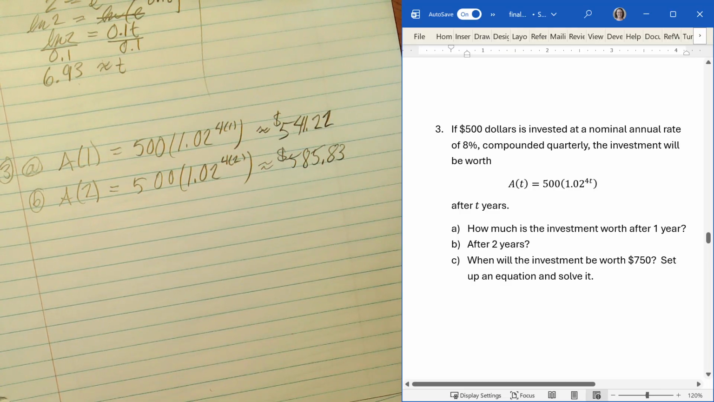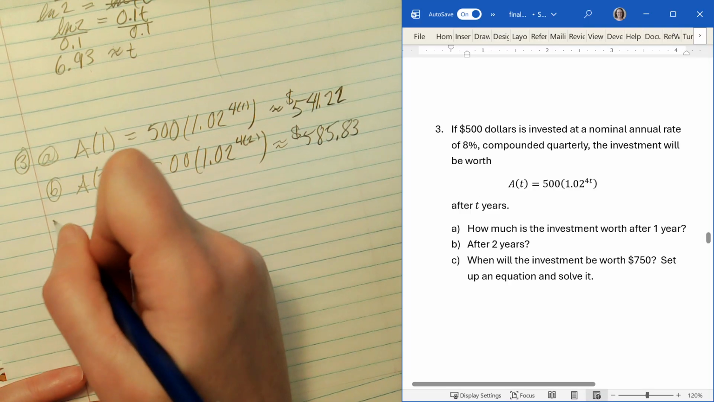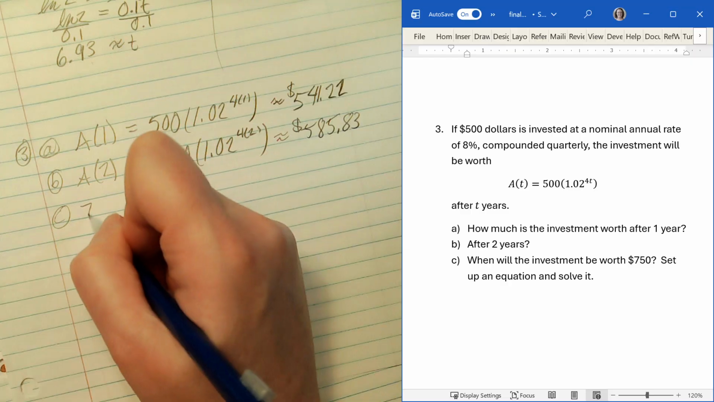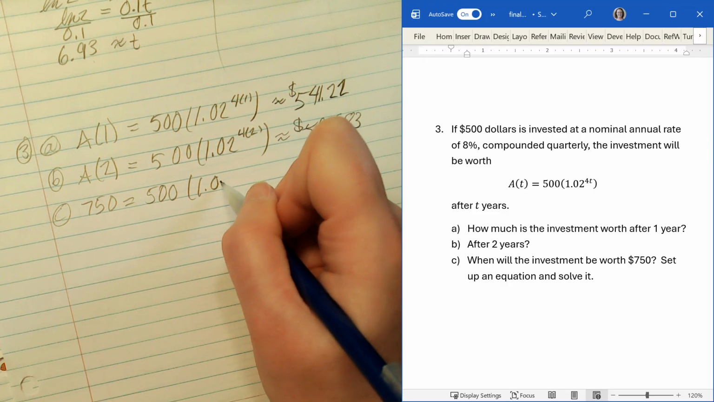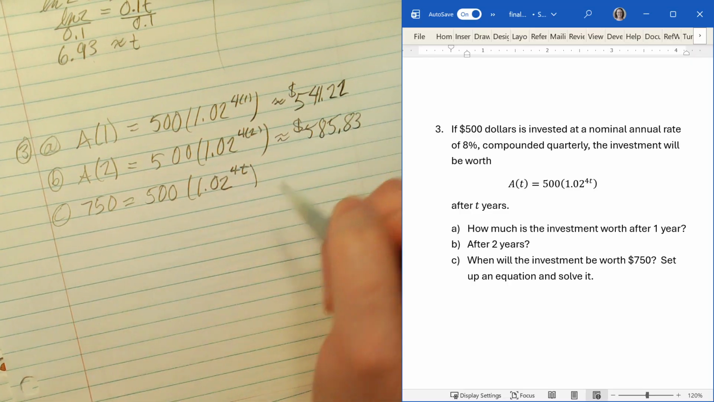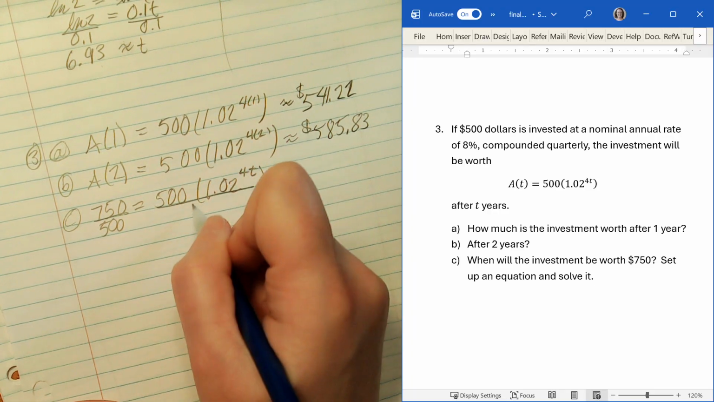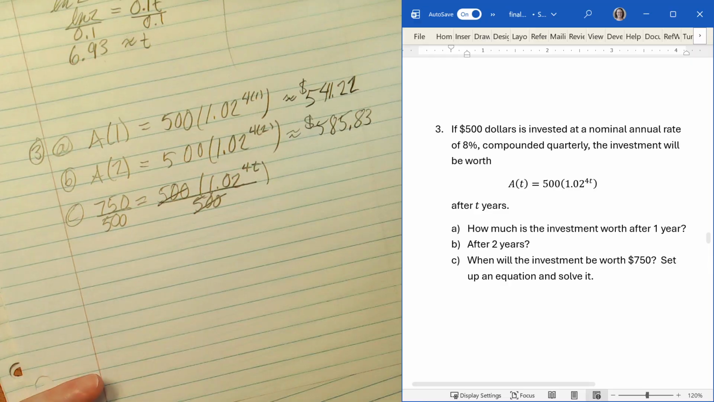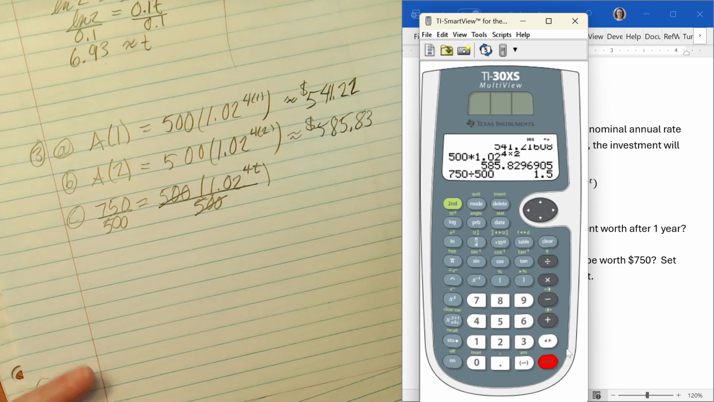Okay. And finally, part 3 here, we're going to set up an equation to figure out when the investment will be worth $750. So just take this formula. If you want to know when it's going to equal 750, then set it equal to 750. And then solve for t, of course. This one will be a little trickier because we don't have e as the base, but we can still do it. So first I'll get rid of this 500 since it's the farthest away from t. So let's see, 750 over 500, I think that'll be a nice number. Yeah, 1.5.